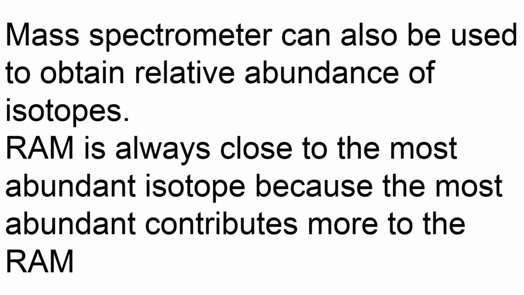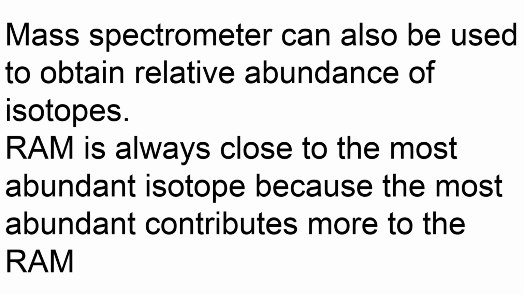A mass spectrometer can also be used to obtain relative abundances of isotopes. In other words, the percentages of the atoms of the isotopes.